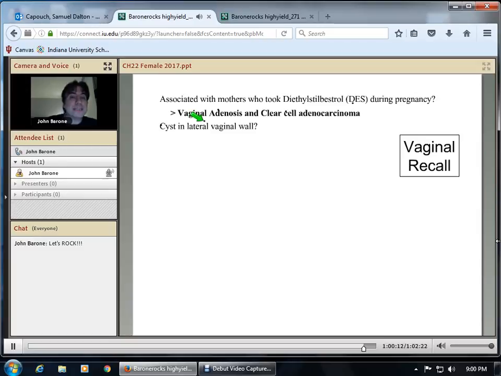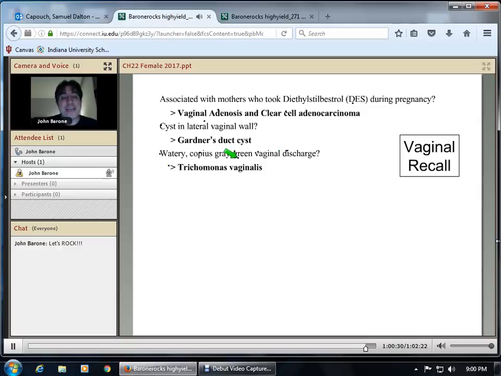Okay, what is a cyst in the lateral vaginal wall called? Well, we call them Gartner's duct cysts. It's a remnant of the Wolffian duct. All right, what do you call watery, copious, gray-green vaginal discharge, itchiness, and discomfort? Well, that sounds like vaginitis. This is Trichomonas vaginalis. It's tricky. You have a strawberry cervix when you look at it, little punctate hemorrhages, and you wind up also with a bug with motility that's like a corkscrew.